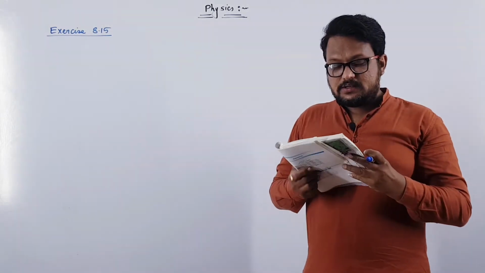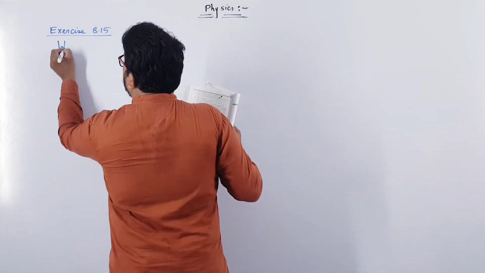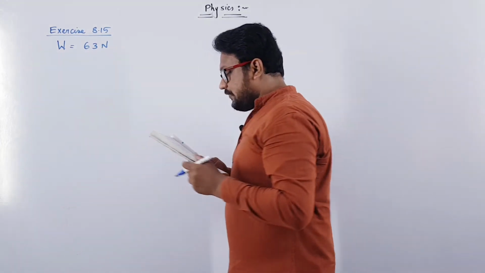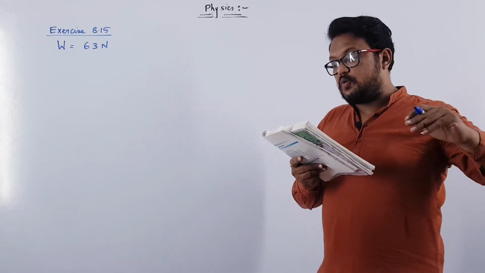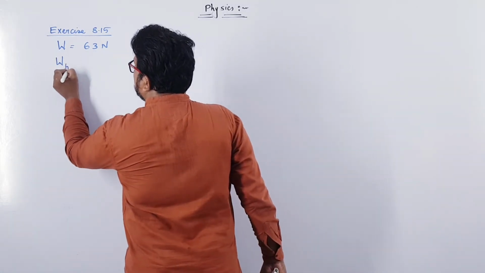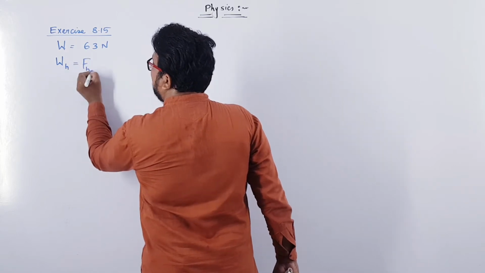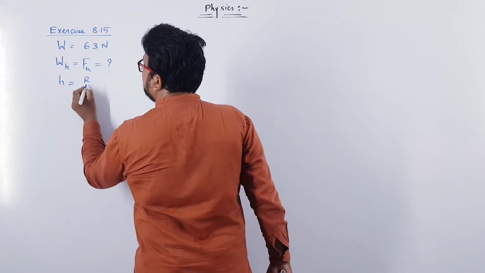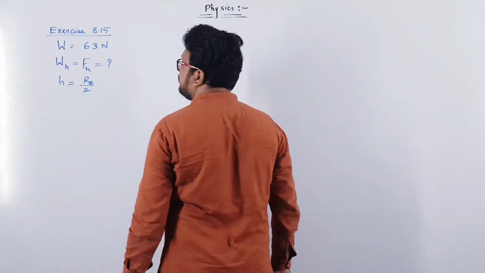A body weighs 63 Newton on the surface of Earth. The weight of the body is 63 Newton on the surface of Earth. What is the gravitational force on it due to Earth at a height equal to half of the radius of Earth? We want to find the weight at height h, or gravitational force at height h. If you want, you can write force at height h, which is at a height of half of the radius, Re by 2, where Re is the radius of Earth.